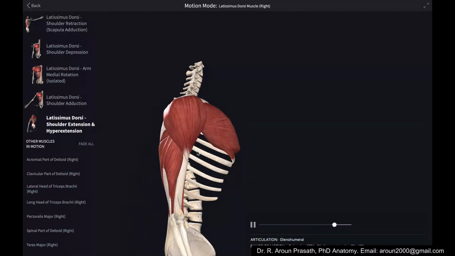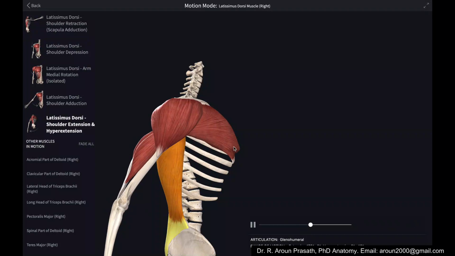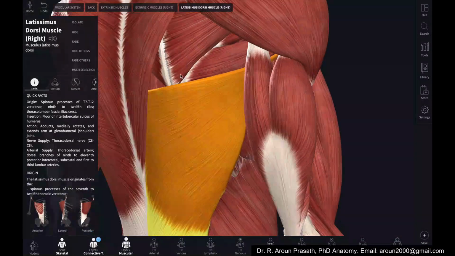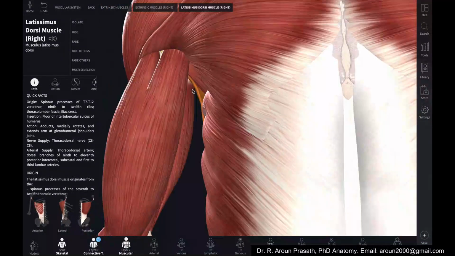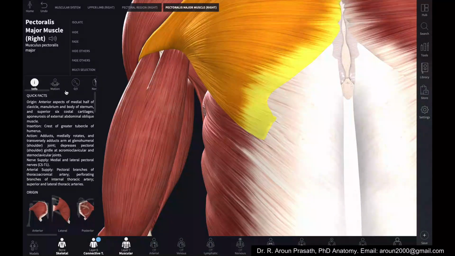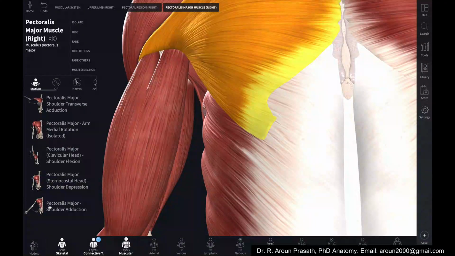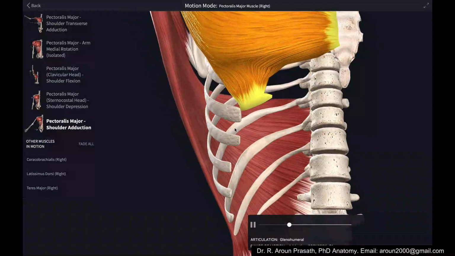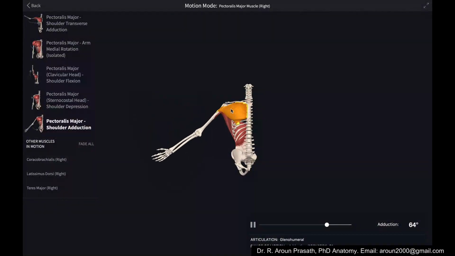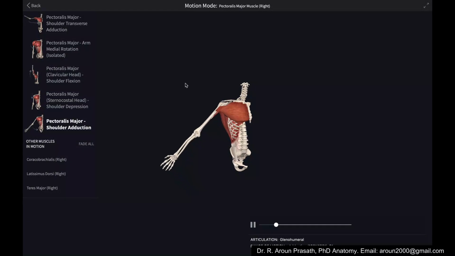Coming to the adduction of the shoulder, which is around 35 to 40 degrees, it is mainly done by the pectoralis major. This is the adduction of the shoulder. This is the abduction and adduction. Now this is the adduction of the shoulder.